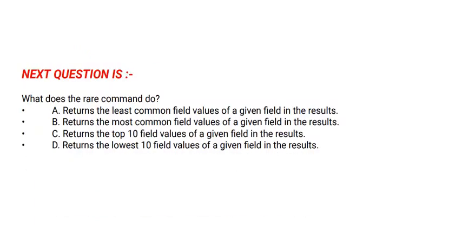Next question is, what does the rare command do? Options are, option A, returns the least common field values of a given field in the results. Option B, returns the most common field values of a given field in the results. Option C, returns the top 10 field values of a given field in the results. And option D, returns the lowest 10 field values of a given field in the results. The correct option is option A.